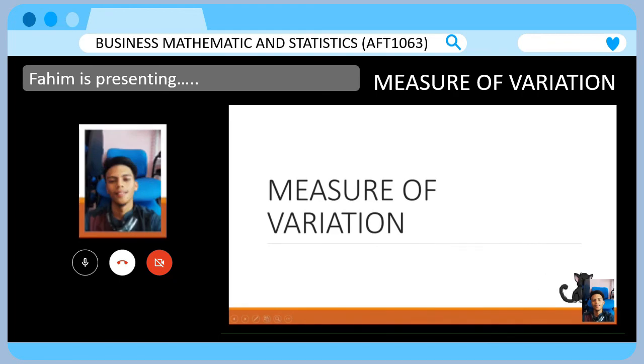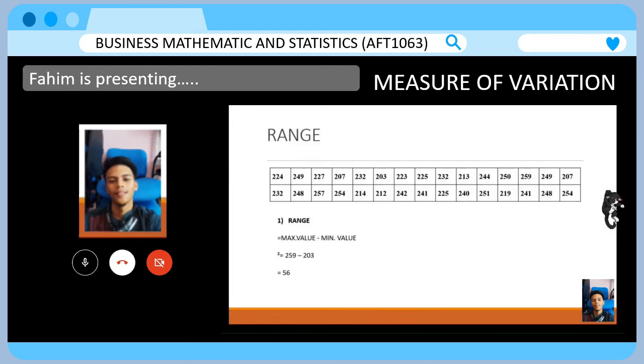In this title there are three main points: range, variance, and standard deviation. First of all, we go to the range. First, we look at this table, which has a lot of numbers. For range, we have to find the maximal value and subtract the minimal value. So we find the maximal value and the minimal value in this table.